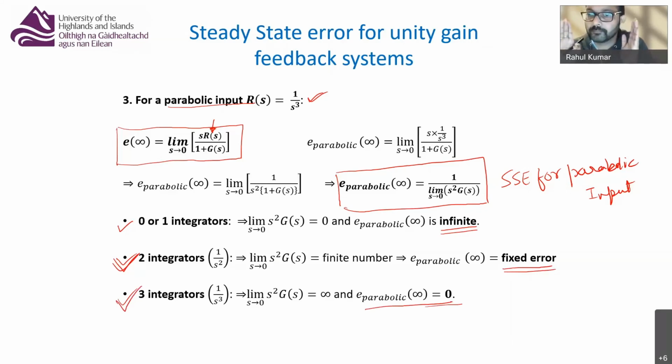So to reduce your steady state error for parabolic input, you have to apply three integrators, or you should have three free s terms in the denominator of your transfer function. You should have something like s to the power 3 multiplied by s plus something like that. So these three integrator terms should be there to reduce your steady state error for parabolic input.